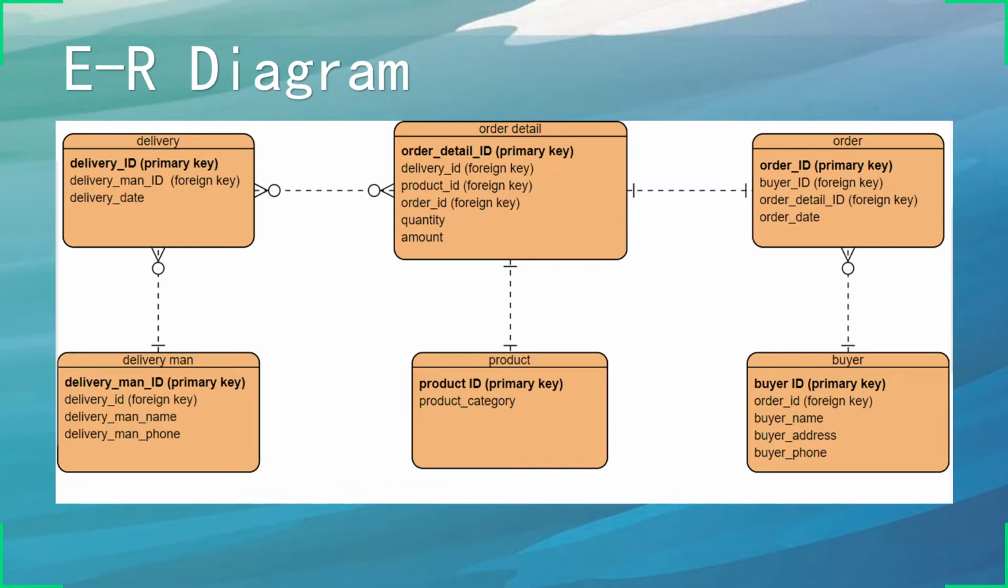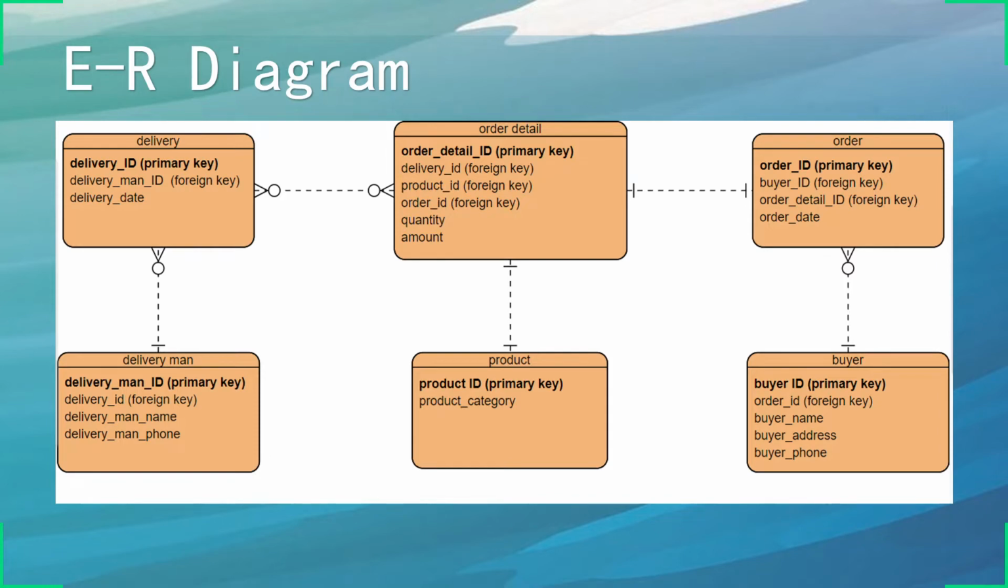The first table on the left is delivery, which contains delivery ID, delivery man ID, and delivery date. Delivery ID is the primary key and delivery man ID is the foreign key. Its foreign key is associated with the delivery man table, which is a many-to-one relationship, which means many deliveries can be accepted by one delivery man, and one delivery man can accept many deliveries.